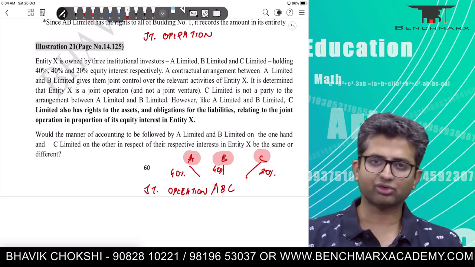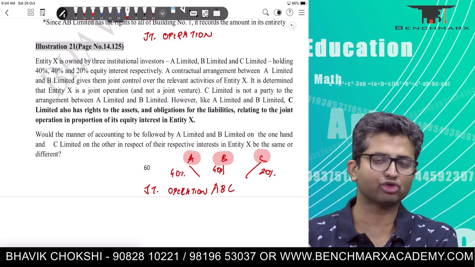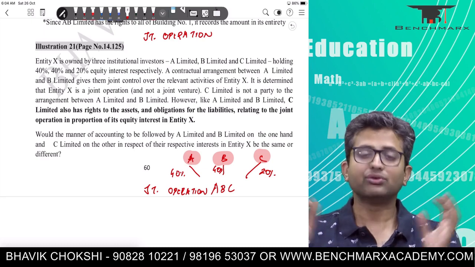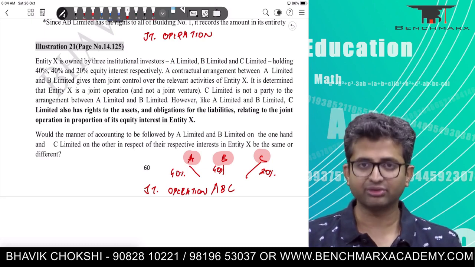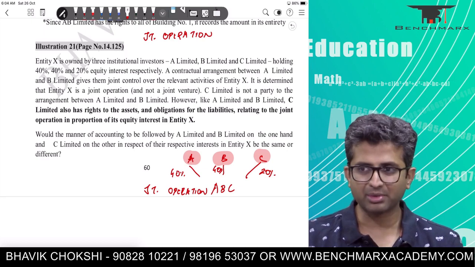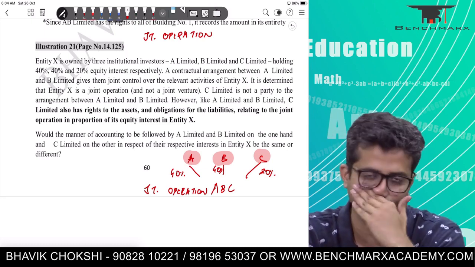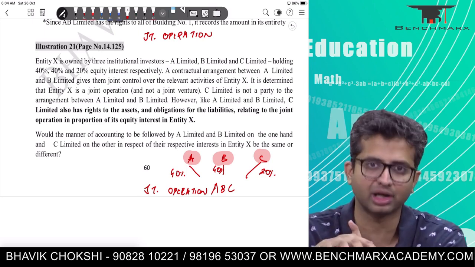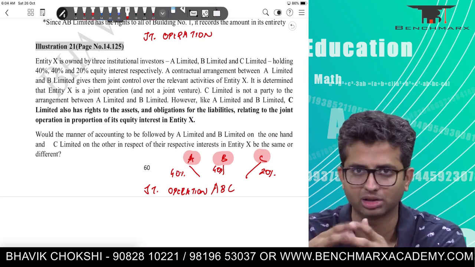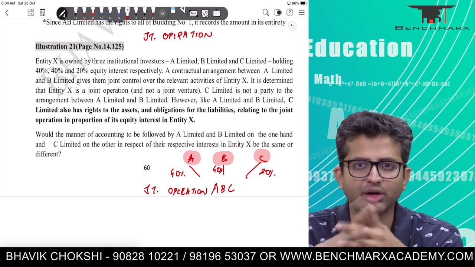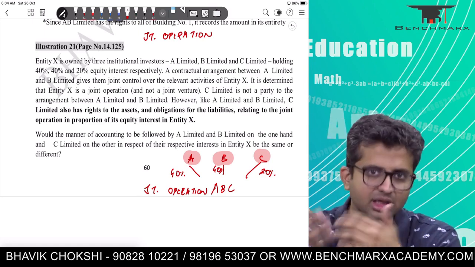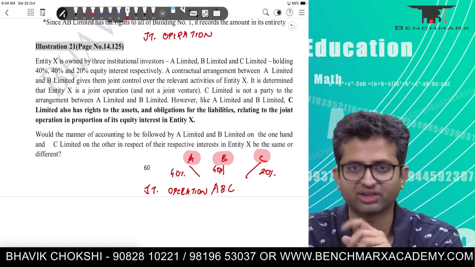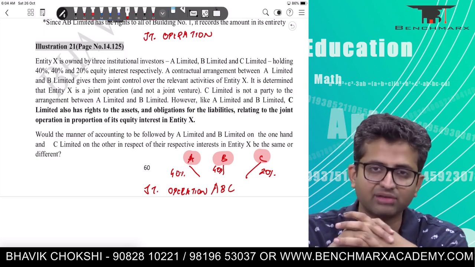The entire discussion rests on whether C has a share in the assets and liabilities. If C has a share in assets and liabilities, whether it has control or not. Remember, in a partnership firm, for example, there's joint and several liabilities. So even if you are a sleeping partner, you don't really go and vote, but you still have a share of the assets and liabilities. If there is an obligation, you have to pay even as a sleeping partner.